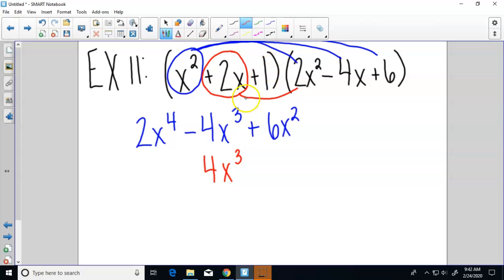So I'm going to do this. And then so I've got 2x squared times negative 4x. That's going to give me negative 8x squared. Look, that lines up nicely right below the other x squared, which is going to help me when I'm combining my like terms. And then I've got 2x plus 6, so I get plus 12x there.